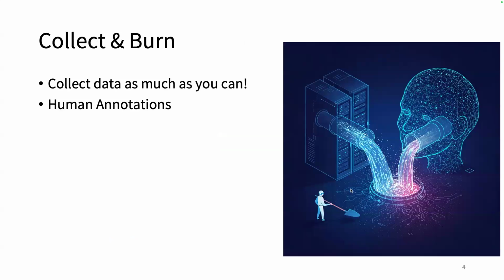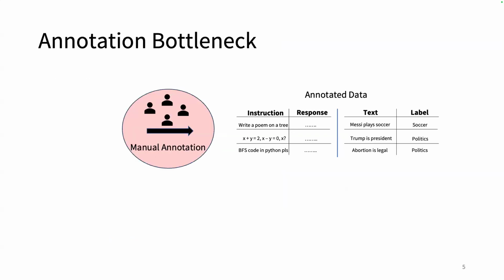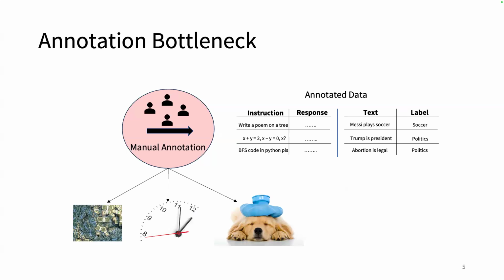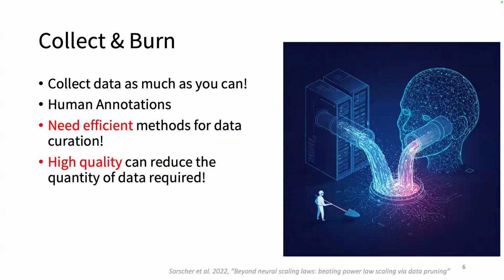Conventionally, we have been following a collect-and-train approach, where we collect as much data as we can, and then we train the model. We just collect human annotations for this so far. So what's the problem with this approach? We have an annotation bottleneck, where getting such annotations, be it instruction-response or text labels, is costly, time intensive, and very stressful for humans. So we need efficient methods for data curation, and my dissertation discusses such efficient methods for high quality data curation.